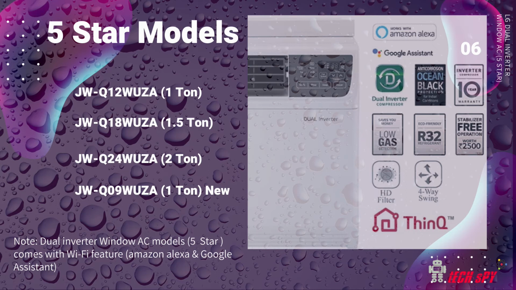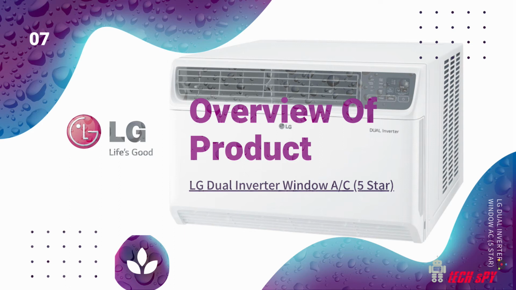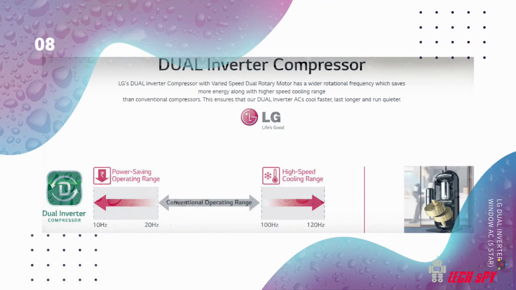So now we will take an overview of this product, LG Dual Inverter Window AC 5-star. First and foremost unique feature of this model of window AC is the dual inverter compressor. LG dual inverter compressor with variable speed. The dual rotary motor has a wider rotational frequency which saves more energy along with higher speed and cooling range than a conventional compressor. This ensures that our dual inverter AC cools faster, lasts longer and runs quieter.